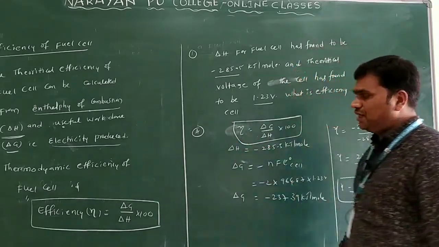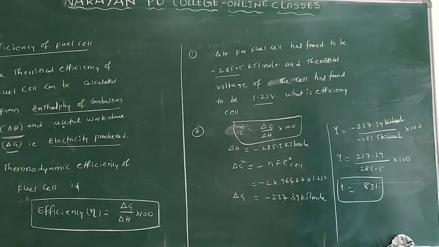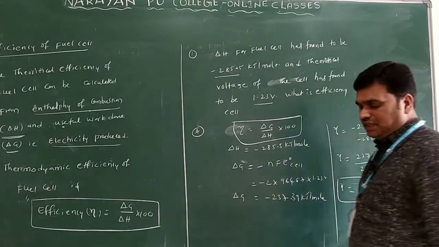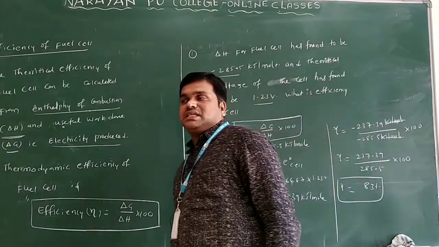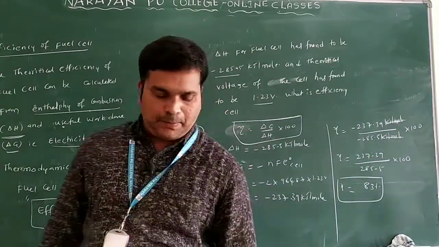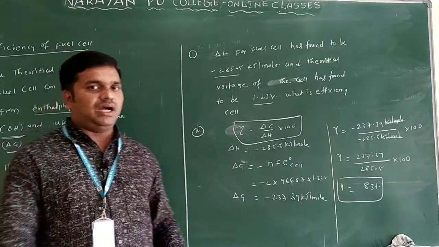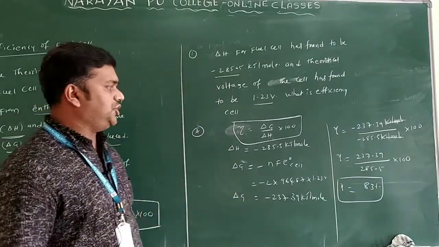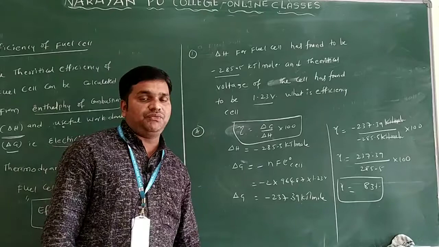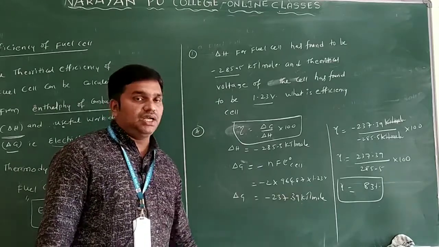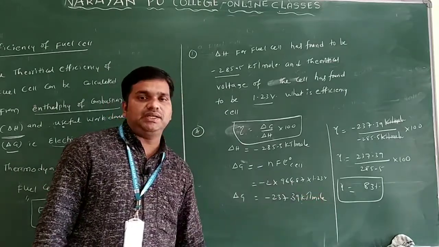The formula is important: delta G by delta H into 100. How can you find delta G? You know this expression: delta G naught is equal to minus nFE naught cell, that we discussed in the Gibbs free energy part. That formula I am using here, and by using that, I find the efficiency of the cell. What is the efficiency of the cell? The efficiency of the cell is approximately 83 percent.